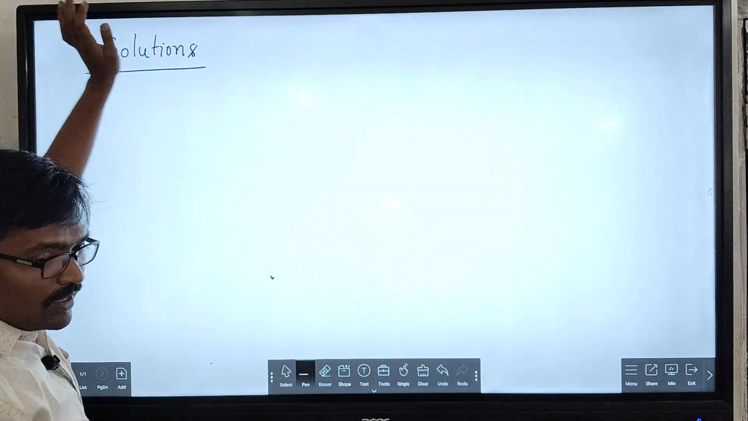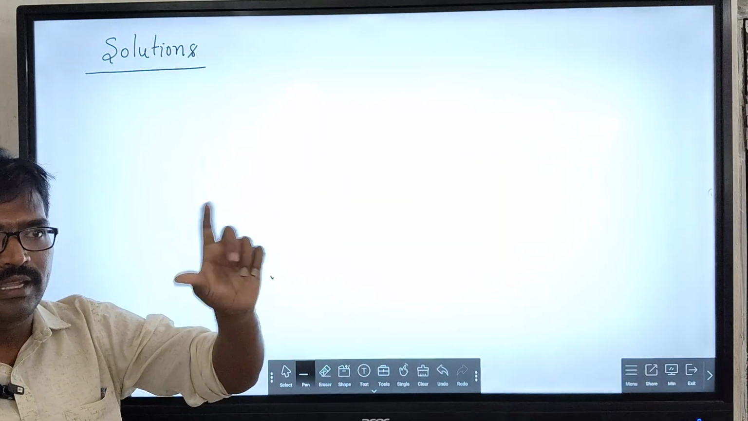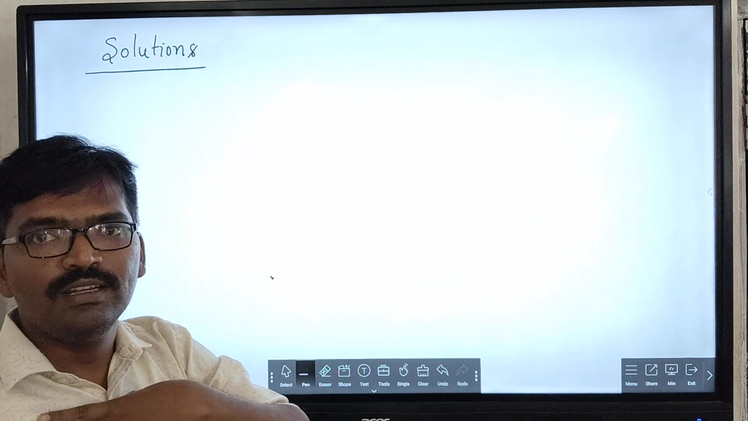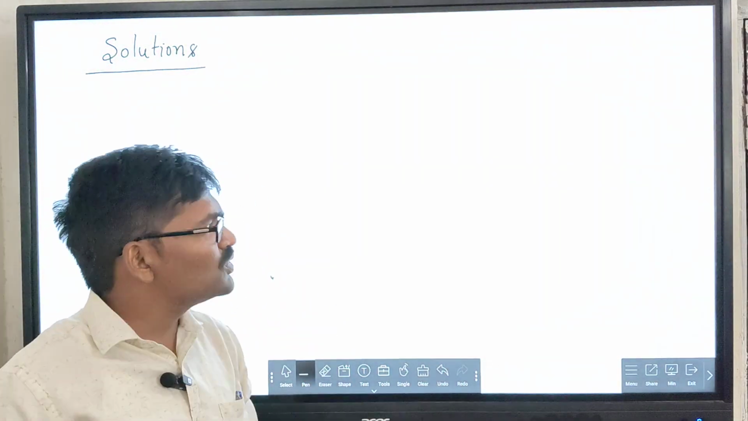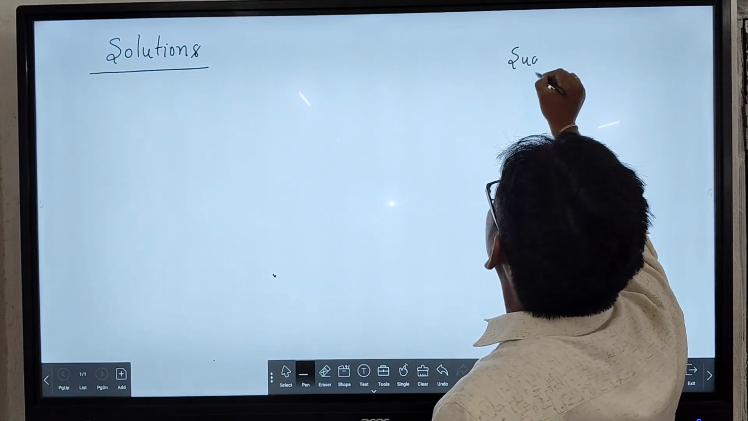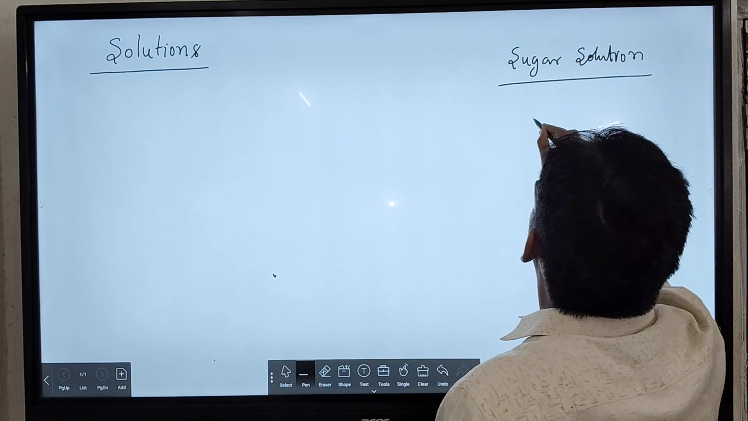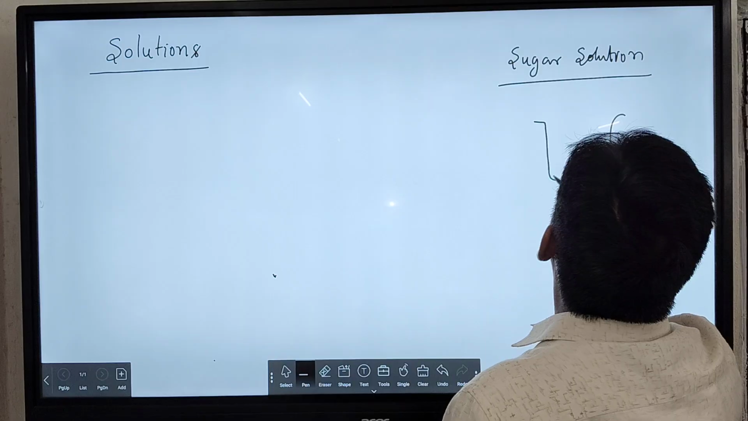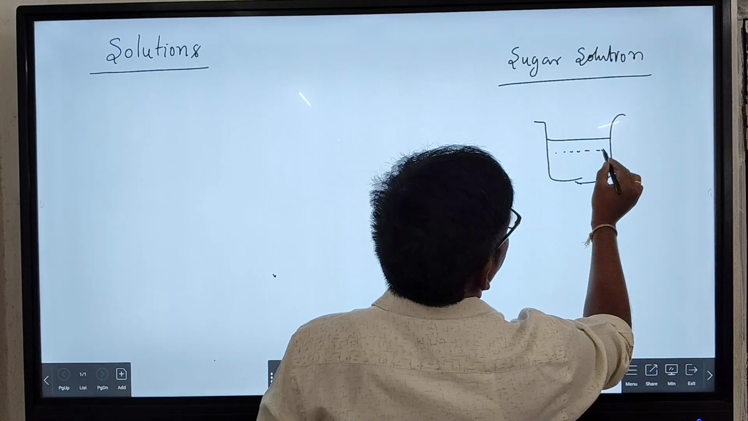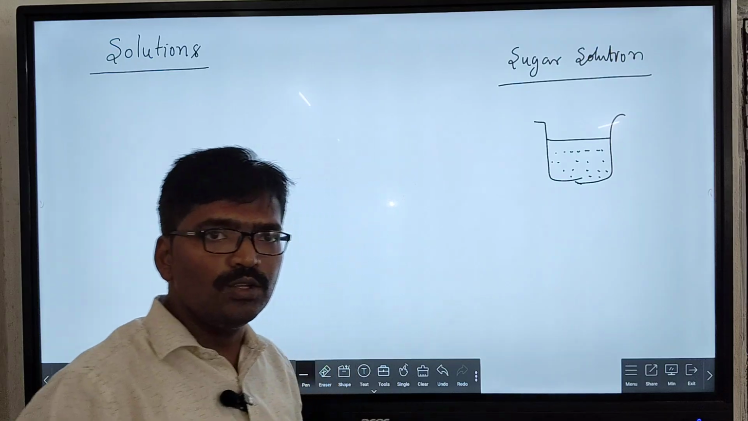So solution, first of all, what is a solution? Generally when we are discussing statements like salt solution, sugar solution, we use the word solution. For example, in a sugar solution, sugar is present, and water is present. The sugar particles are present throughout the entire solution.